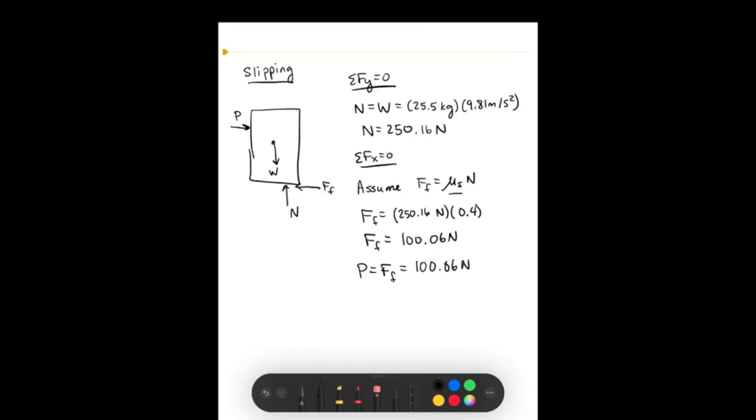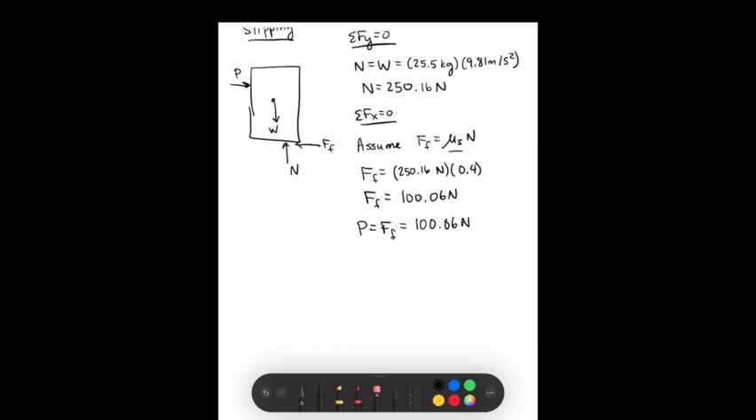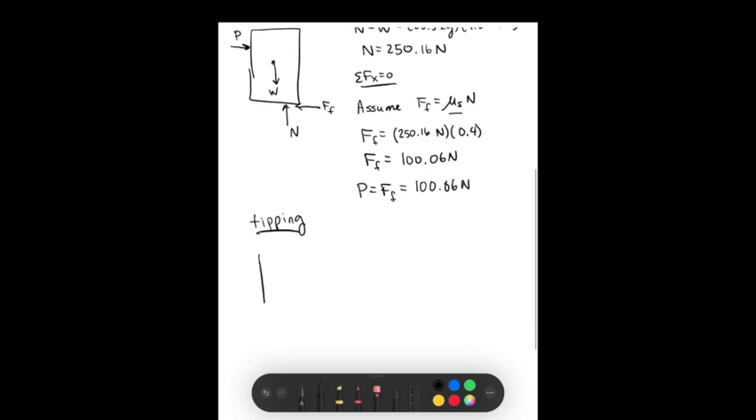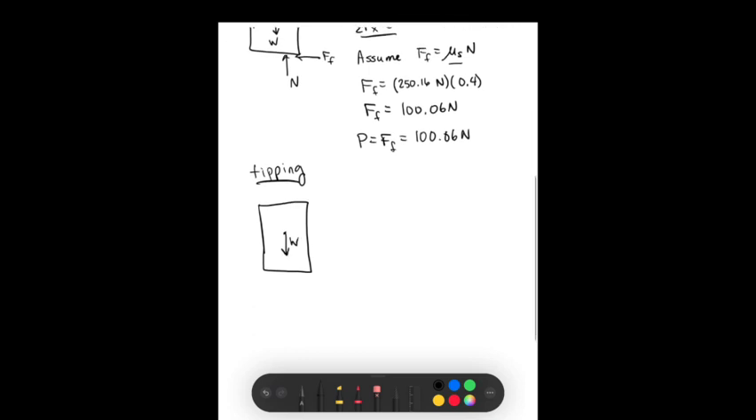But the question is, will the crate tip over before that occurs? So let's see what happens if we assume the tipping scenario. So again, we'll draw the free body diagram. But this time, the normal force will be concentrated at the front end. Again, we have some friction force and the force P. Now, when we assume this condition, we can take the moment about this point. This is point A. So we take the moment about point A. It allows us to solve for what P would be.